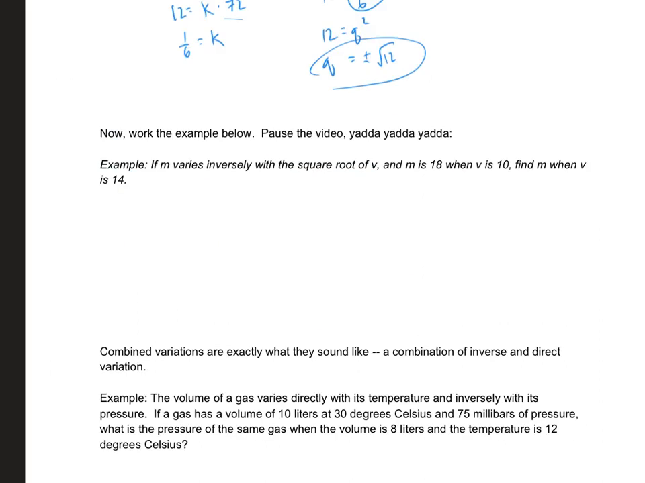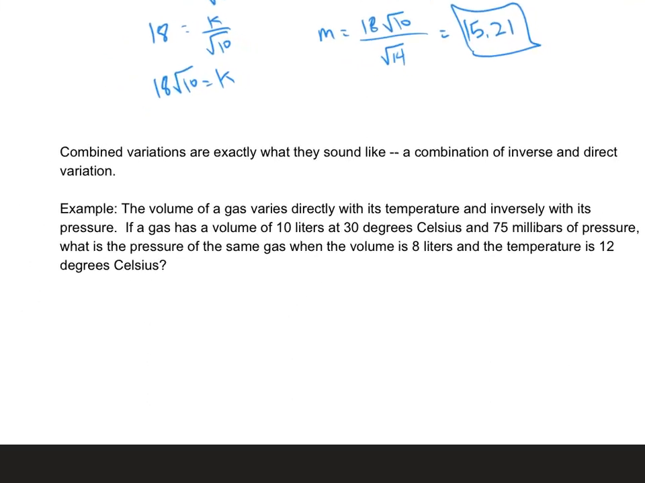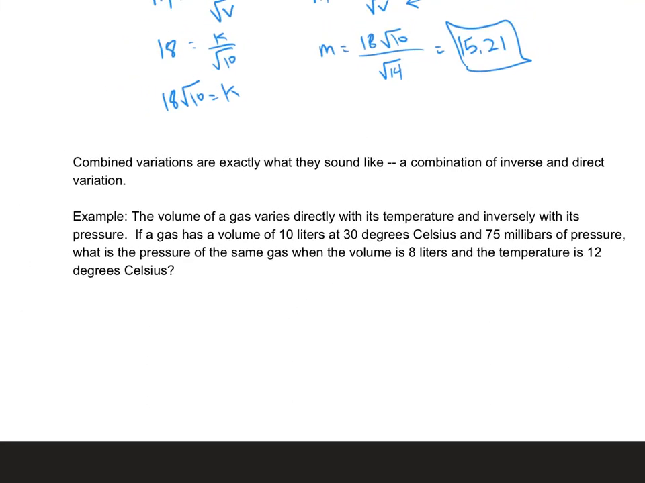It's an inverse variation, and it involves the square root of v. Find the known set of information, plug it in, solve for k, write the equation. I'm going to leave this as a root so I don't have to round, and then solve the problem. All right, last problem. Essentially, combined variations are exactly what they sound like, a combination of inverse and direct variation.